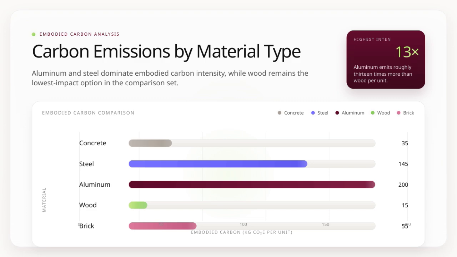This means that choosing materials like wood can significantly reduce the environmental footprint of a construction project, while aluminum and steel contribute much more heavily to carbon emissions. Understanding these differences is crucial for making sustainable decisions in building design and construction.